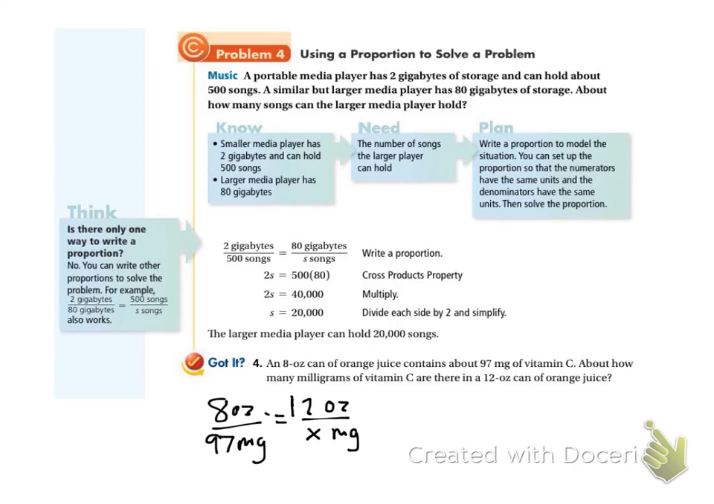So now I'll cross multiply. 8 times x gives me 8x. 12 times 97 gives me 1,164. Now I'll divide by 8, and I get x equals 145.5 milligrams. You could have done that with the milligrams both on top and the ounces both on the bottom, and you'd still get the same answer.